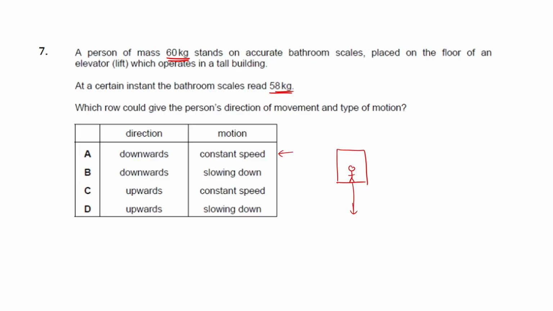If we're moving at a constant speed, our character is not moving, right? There's no resultant force. And thus, the bathroom scale should read 60 every single time if it's at constant speed, because there's no resultant force. And thus, the weight of the person is still the same. So we can say that the constant speed ones don't work.